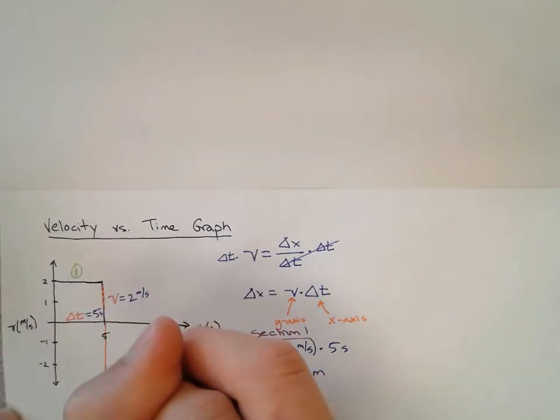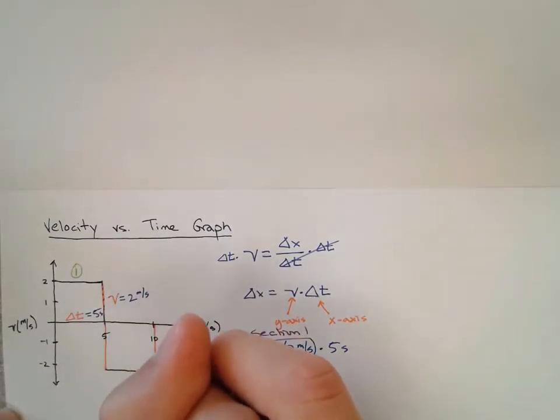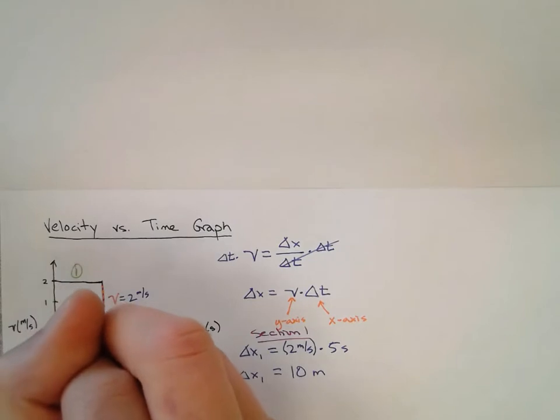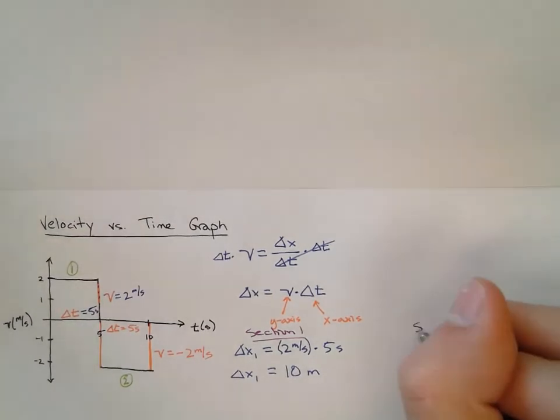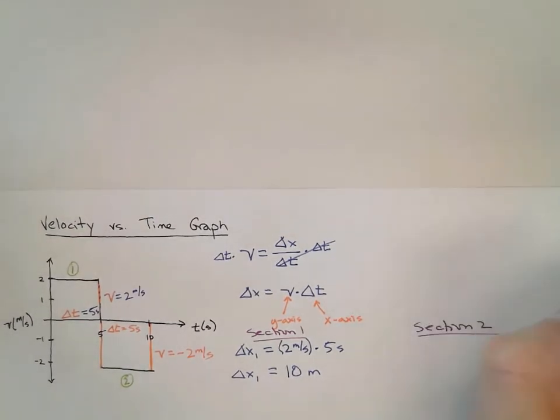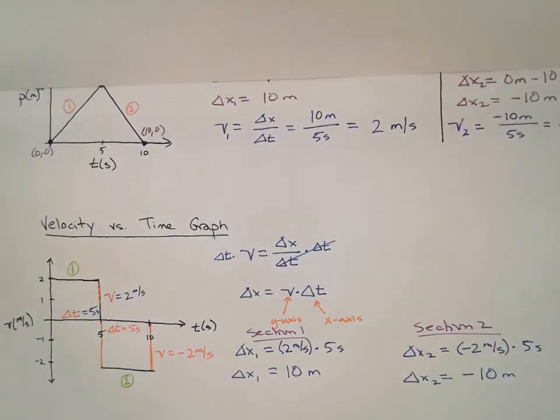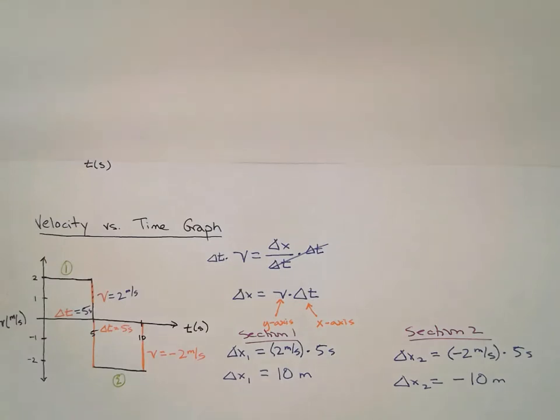My velocity here is going to be equal to negative 2 meters per second. My delta t is going to be equal to 5 seconds. So then I just take those over here. Got my section 2 calculation. And I can say that my change in position for 2 is equal to a negative 2 meters per second times 5 seconds, which is then equal to a negative 10 meters, which conveniently matches up with what we expected.